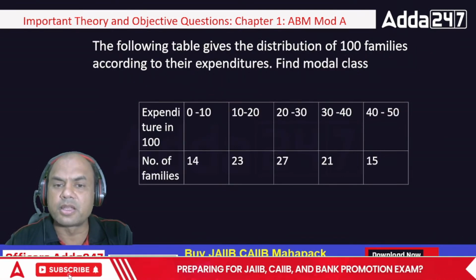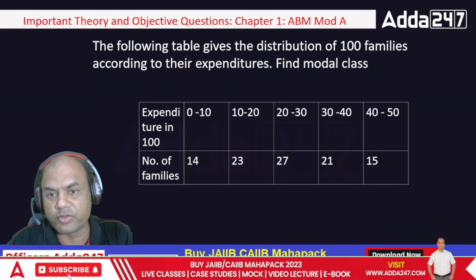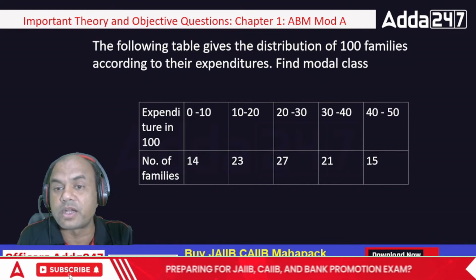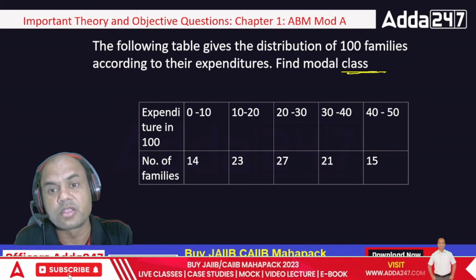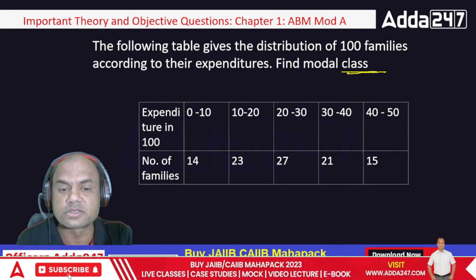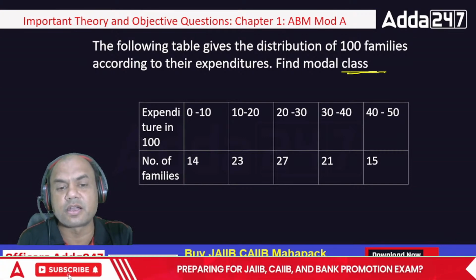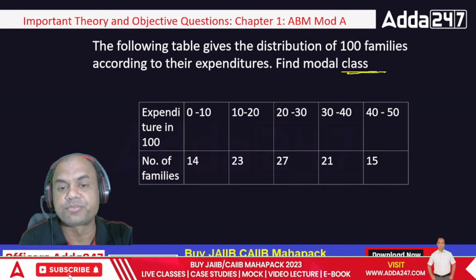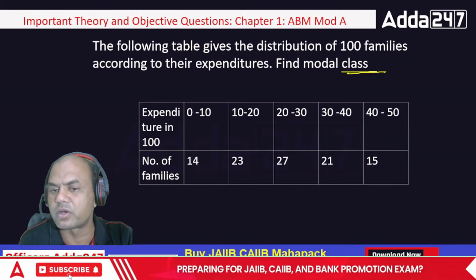The following table gives the distribution of 100 families according to their expenditures. Find the modal class. So here you have to find a modal class, not the mode. For finding the mode, there is a separate formula. Here you have to find a modal class. So what is the expenditure given? Expenditure in 100: 0 to 10 has 14 families, 10 to 20 has 23, 20 to 30 has 27, and so on, then 30 to 40, 40 to 50.